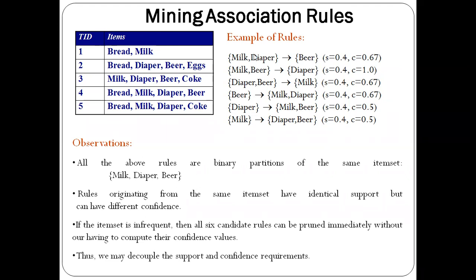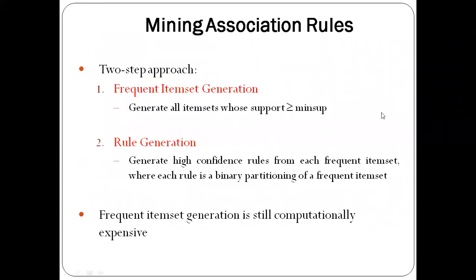If any one among these becomes infrequent, then there is no need to calculate the support or confidence for the other item sets, because all the others will also be infrequent. That is the method we can follow in order to reduce the complexity or computation. So we can divide this association rule mining problem into two steps.